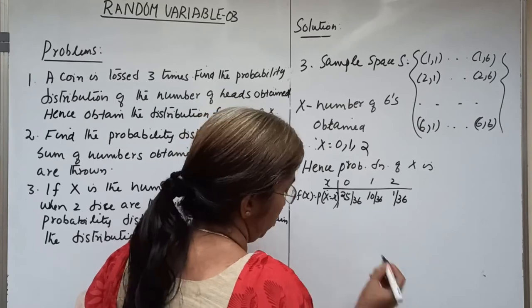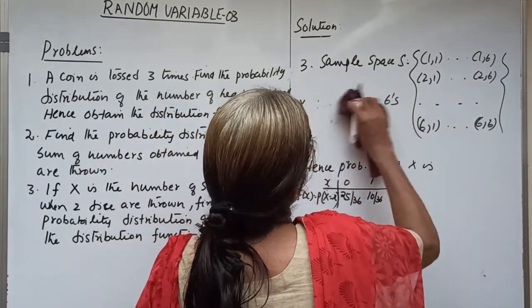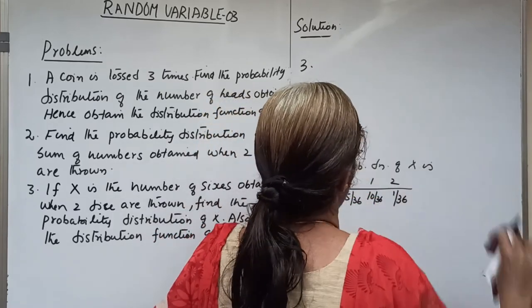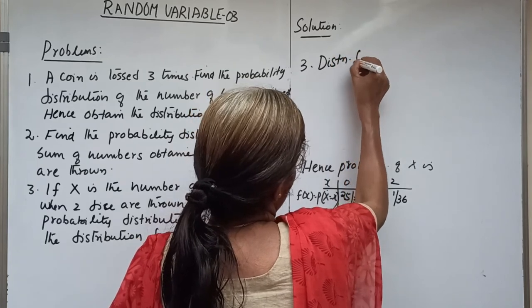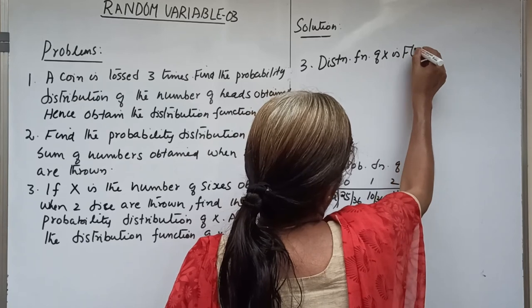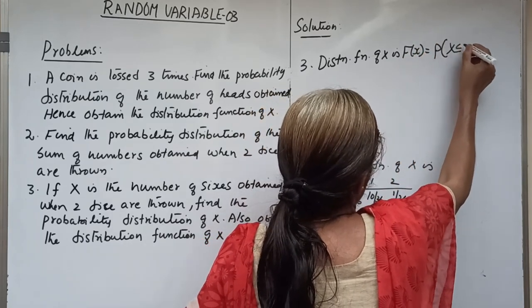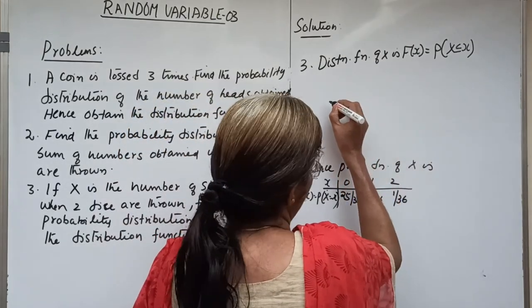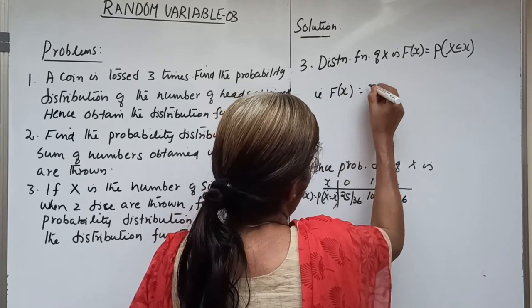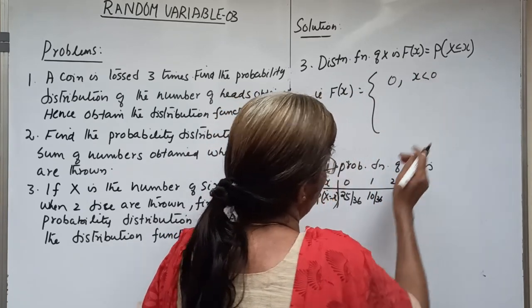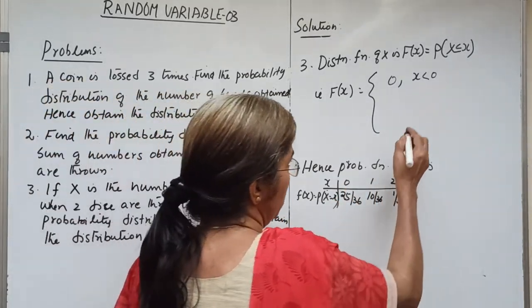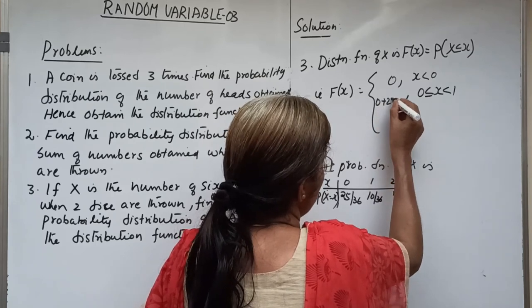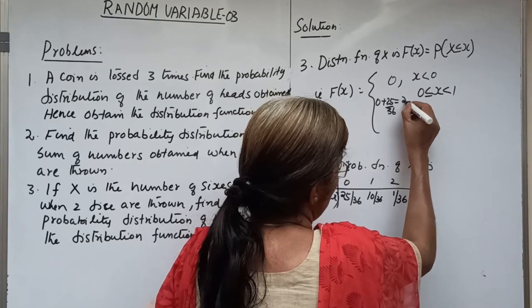Now the distribution function of x. It is the function capital F of x, defined as the probability x less than or equal to x. We have to define this function for all x ranging from minus infinity to infinity. That is, capital F of x takes the value 0 for x less than 0. Now for 0 less than or equal to x less than 1, it is 0 plus 25 by 36, which gives 25 by 36.